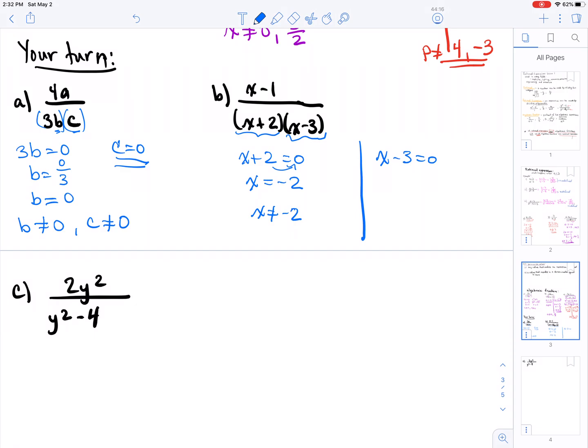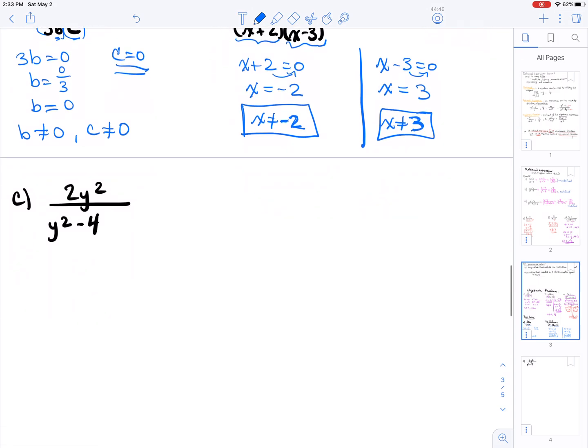Let's look at the second factor, x minus 3 equals 0. Isolate my x by bringing negative 3 to the right side of the equal sign. I have x equals positive 3, so x cannot equal 3. So these are the two non-permissible values for B. So x cannot equal negative 2, x cannot equal 3.